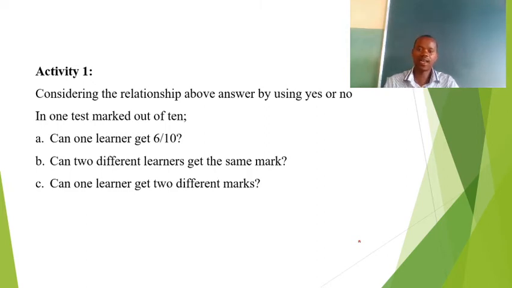Can two different runners get the same marks? Yes or no. Can one runner get two different marks? You will read carefully and think critically, and then you will answer the 3 questions, which are the activity 1. Let me give you time to think about this activity.